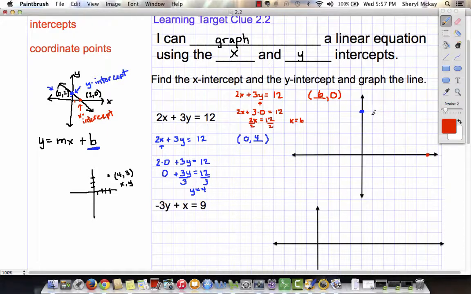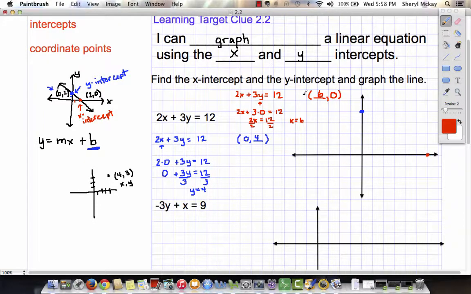And once I have 2 points, all I have to do is connect them, because then I've made a line. And remember, both of these points are on this line, and we know that they're on the line because if we put 0, 4 into this equation, it's going to be a true statement. If I put 0 in for x, I get 0 plus 3 times 4 is 12. 12 equals 12. That's a true statement. So 0, 4 is a point on the line.